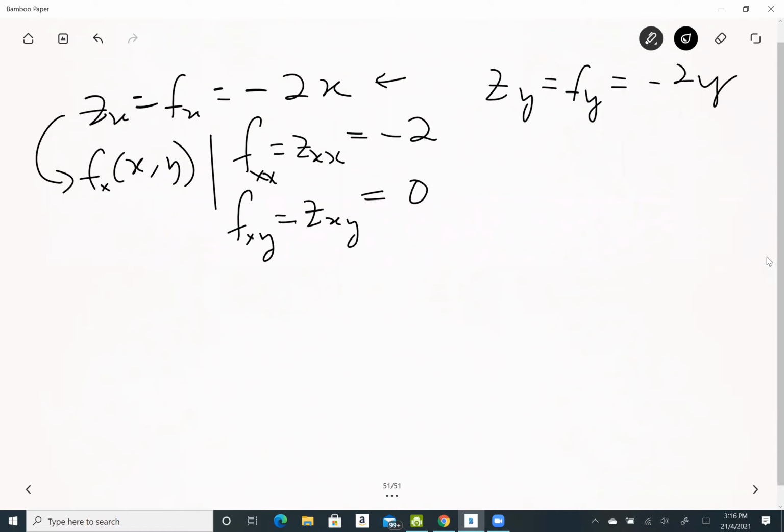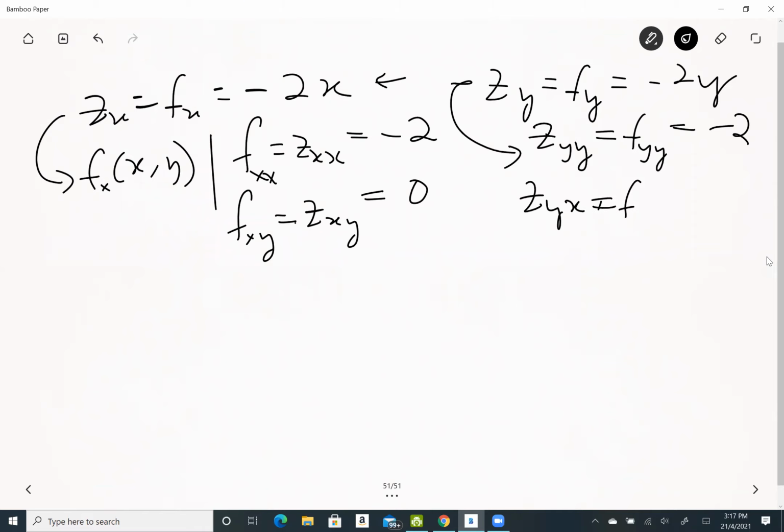Similarly here, I got fy equal to negative 2y. I take the derivative zyy. We do it with respect to the same variable first, easier. fyy. So what do I get? Negative 2. I differentiate this thing here, that's it. Now, I differentiate with respect to x. fyx. What is it equal to? 0, because y is a constant.